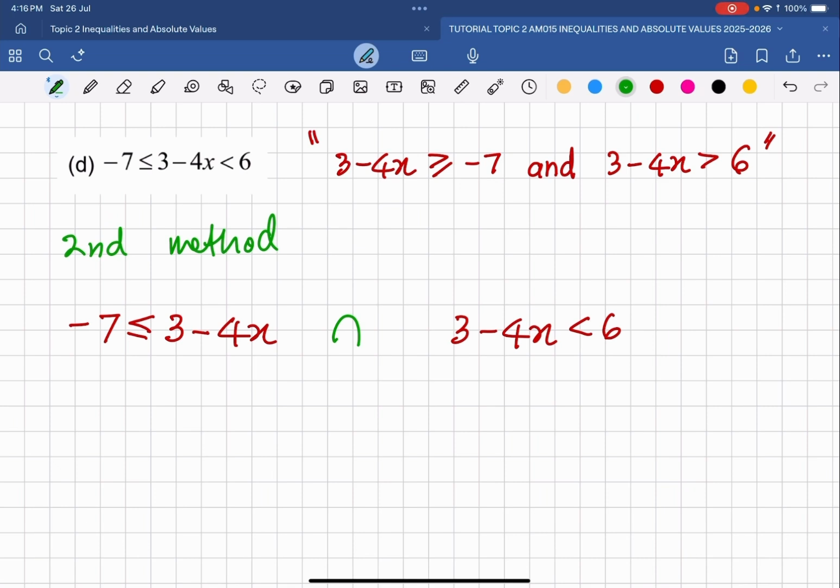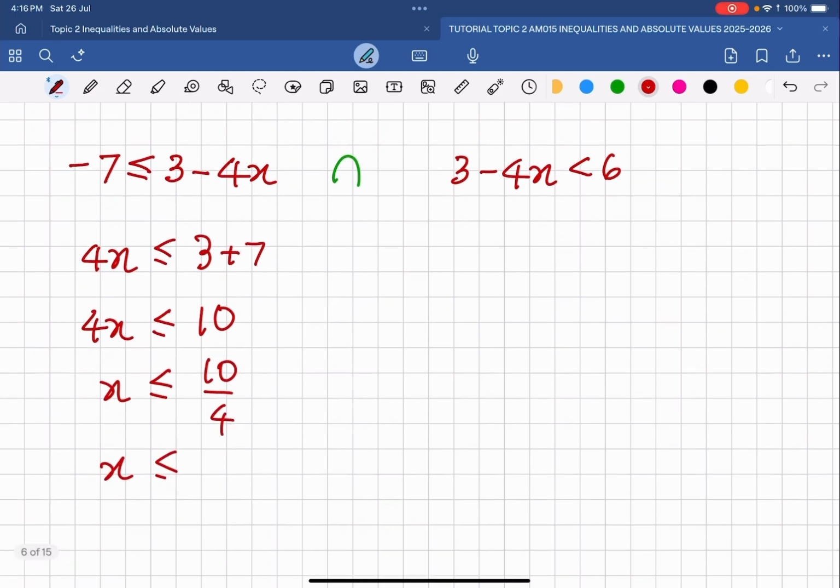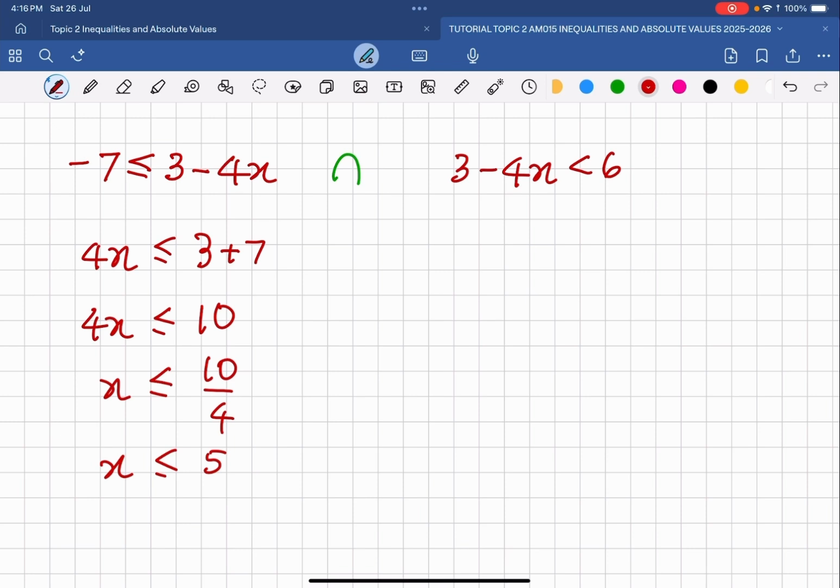Let us solve the left side solution. Let us bring this negative 4x to the left hand side, for x less than or equal to, and we bring this negative 7 to the right hand side, we're going to get 3 plus 7 for x less than or equal to 10 over 4, or simplify, it must always be in the simplest form, which is 5 over 2.